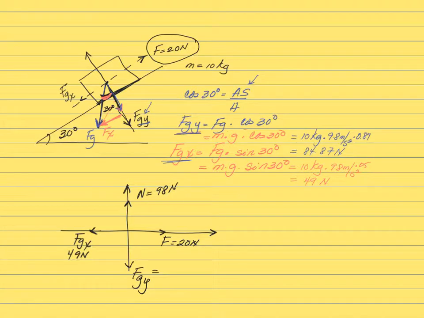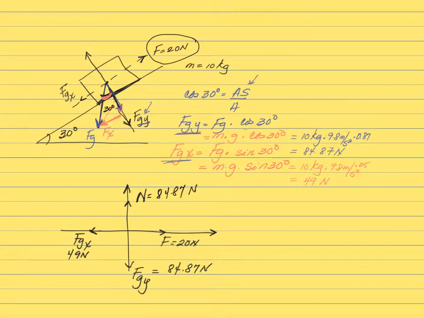This is a mistake. On the y, it's 84, no? 84.87 newtons. I don't know. The normal is going to be equal to that too because it's not moving up. I'm sliding that along the surface, so the normal is going to be affected by that too.